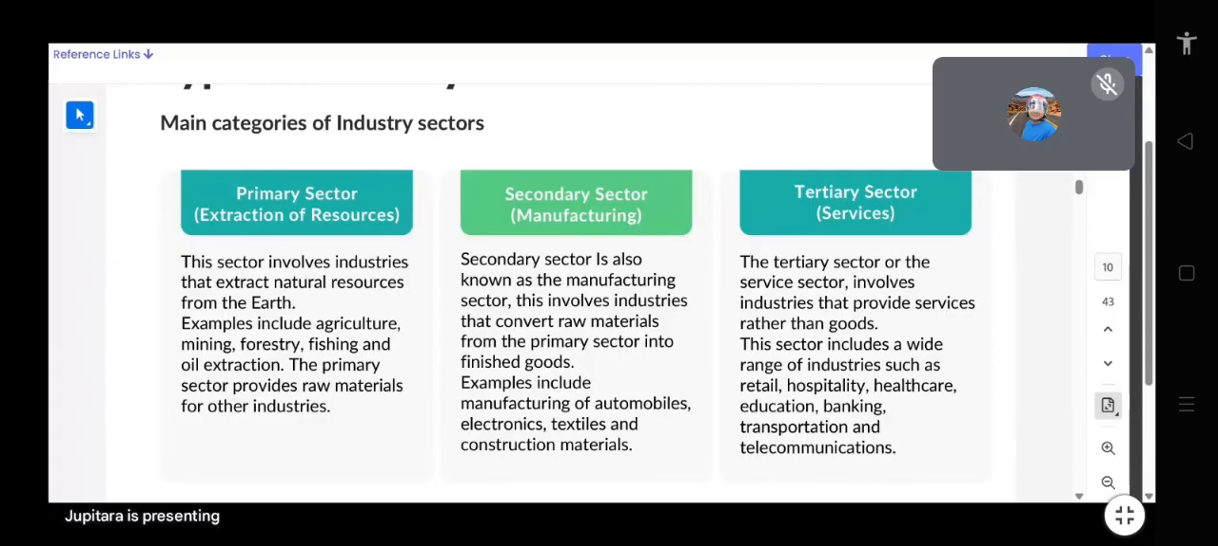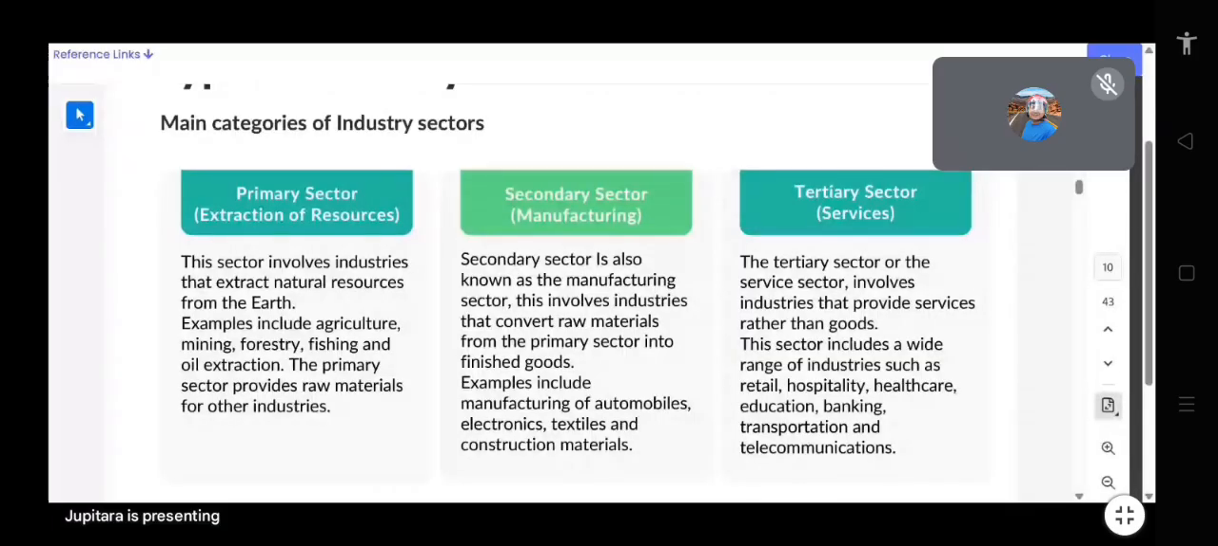Forestry comes under it too: companies dealing in timber or sandalwood or different kinds of furniture making companies. All those are related to your primary sector. Fishing, then your oil extraction companies like ONGC and those organizations who are indirectly related to oil extraction or oil drilling, all those kinds of companies are part of your primary sector.